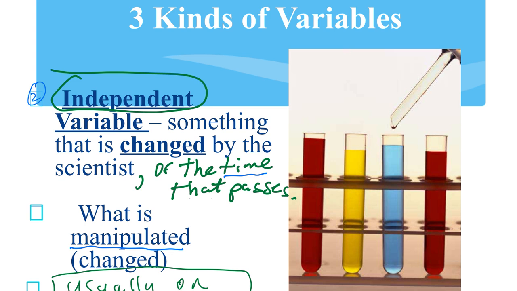Independent variables are changed by the scientist, or it's the time that passes. So it could be either one, depending on what type of experiment you're doing. So, the independent variable for the Sprite, Dr Pepper, or Coca-Cola experiment would be the type of soda that you're watering the plant with.